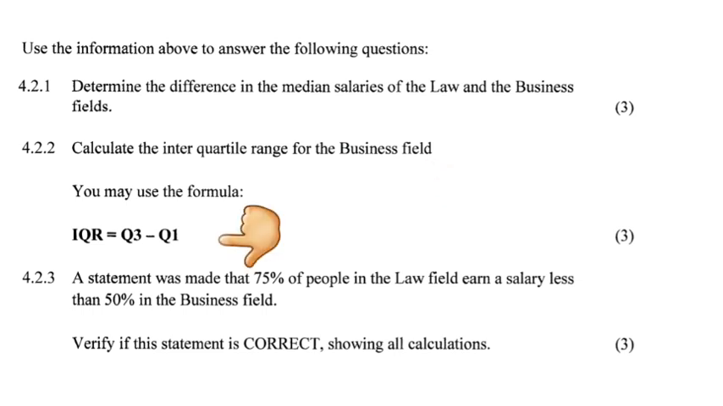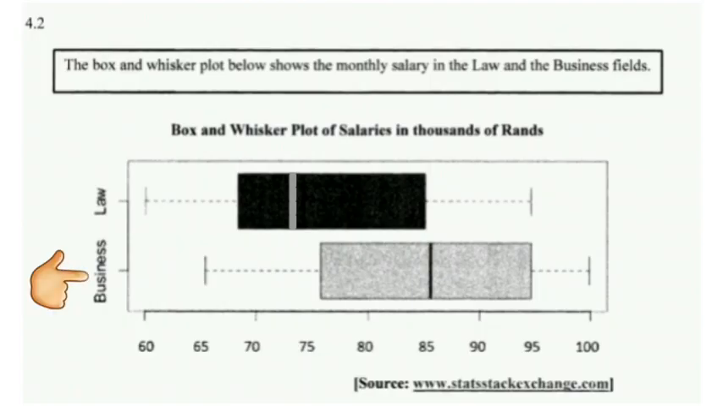Interquartile range, they gave you a formula, is Q3 minus Q1. So basically we are going to go to the box and whisker for the business, and then we are going to be looking at its Q3, which you can see it's 95, meaning 95,000. And when you're looking at its Q1, it's a little above 75, so we will say it is 76,000.